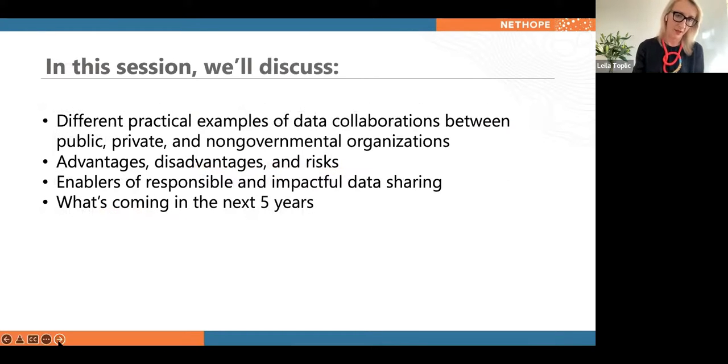So here's what we'll discuss in this session. This topic of data sharing is very broad, and there are many different ways to approach it. What I wanted to do, especially with the brilliant group of practitioners that we have brought together here today, is first to ground our discussion around data sharing in practice. So specifically, different practical examples of data collaborations between public, private, and non-governmental organizations, as well as communities. So you'll hear that first. Then we'll obviously talk about some of the advantages, disadvantages, and risks, and really also spend some time on enablers of both responsible and impactful data sharing, and then just look ahead, what's coming in the next 5 years, and what do we need to put in place in order to enable, again, responsible, impactful, and sustainable data sharing.